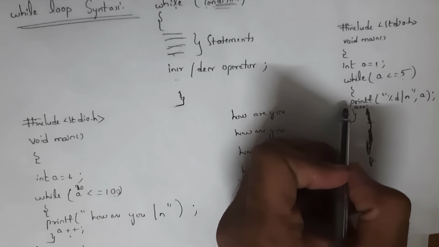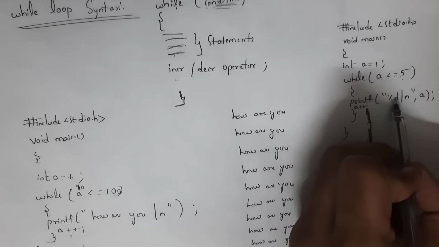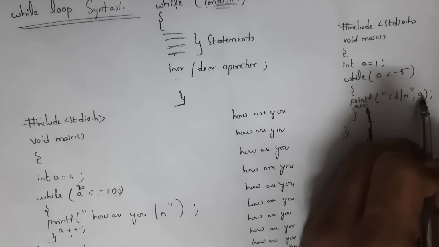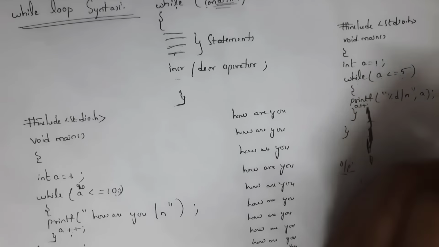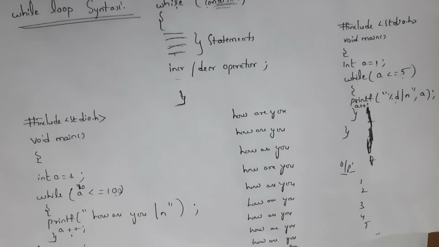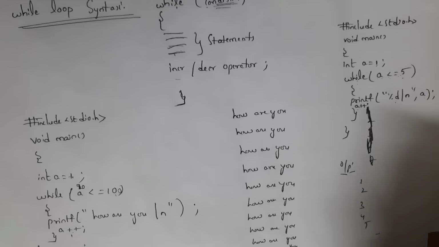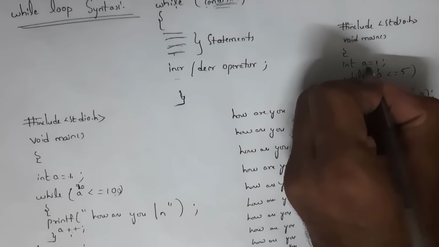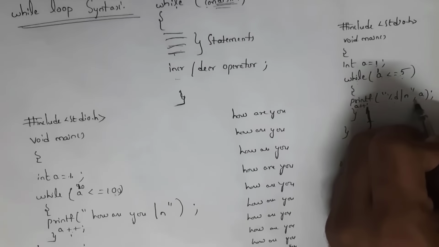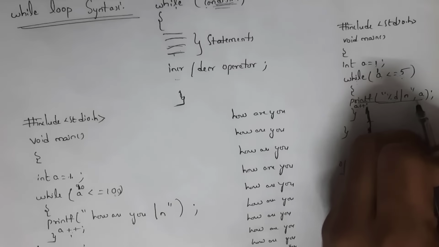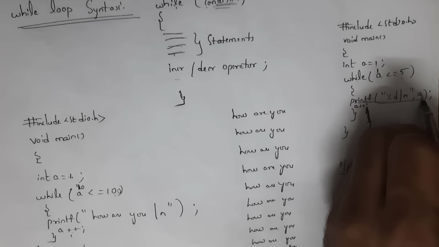In order to print this value, you need to write printf %d comma a, because the value is present in variable a. So I wrote here %d comma a, and here you need to write a plus plus. Whenever you execute this program, at first it will take value 1, because I gave a equal to 1 here. 1 is less than 5, so it will print value 1. Printf %d comma a: whatever value is present inside this variable a will be printed as output. So I will get output 1.